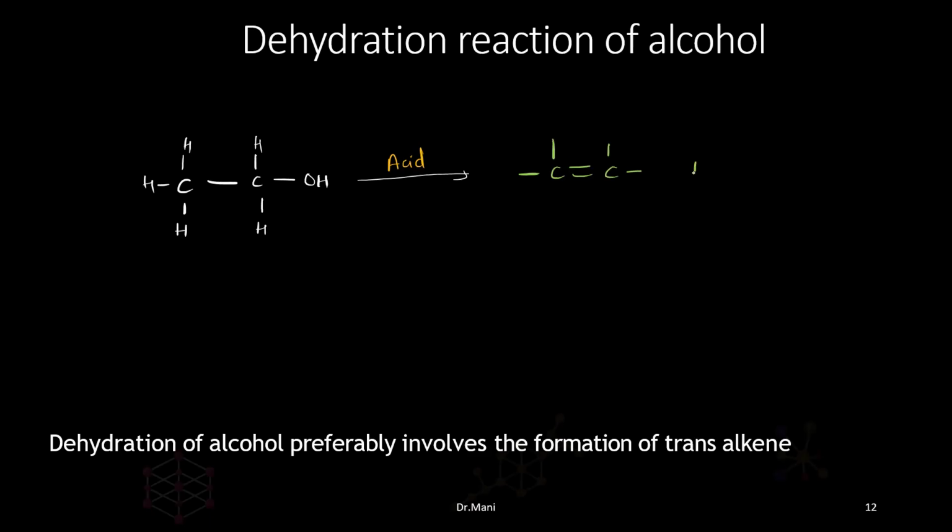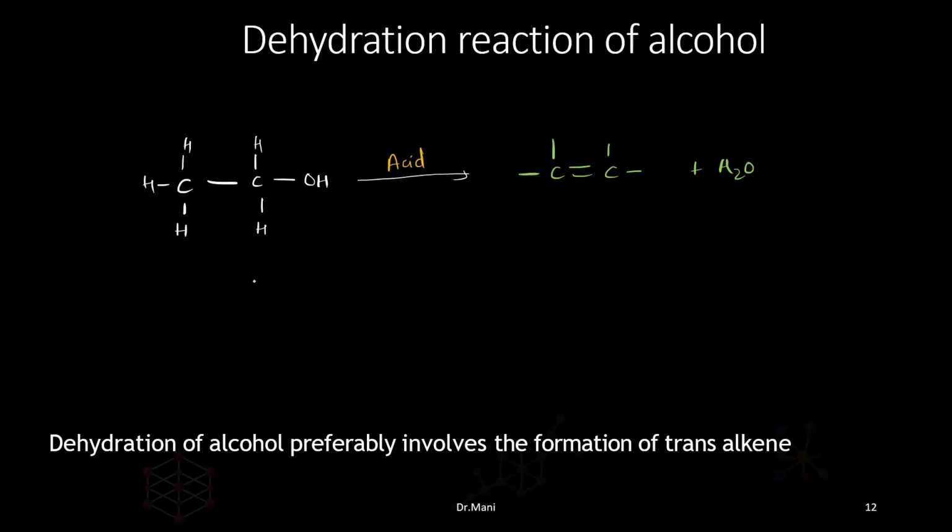Plus water molecule. So what is happening here? The OH will be removed. Once the OH is removed, it will create a positive charge here. Once the positive charge is created, you will also remove one hydrogen from here. Once the hydrogen is removed, they both will make the double bond. So this reaction will happen like this.